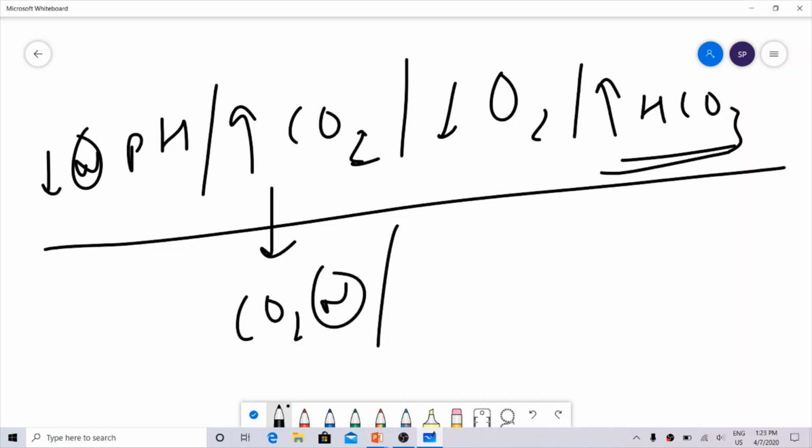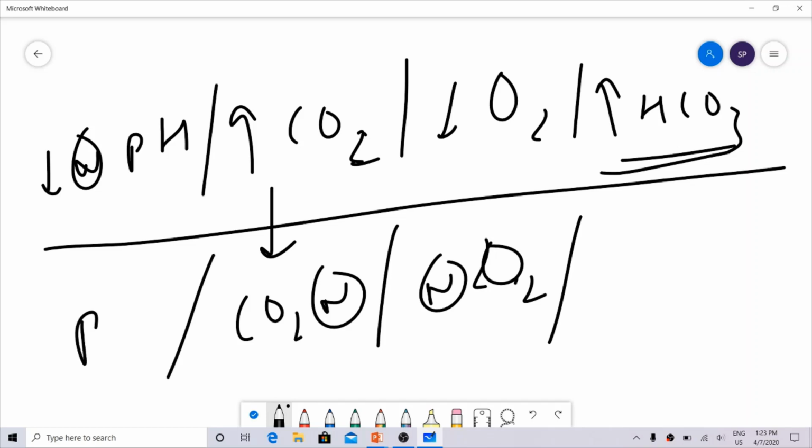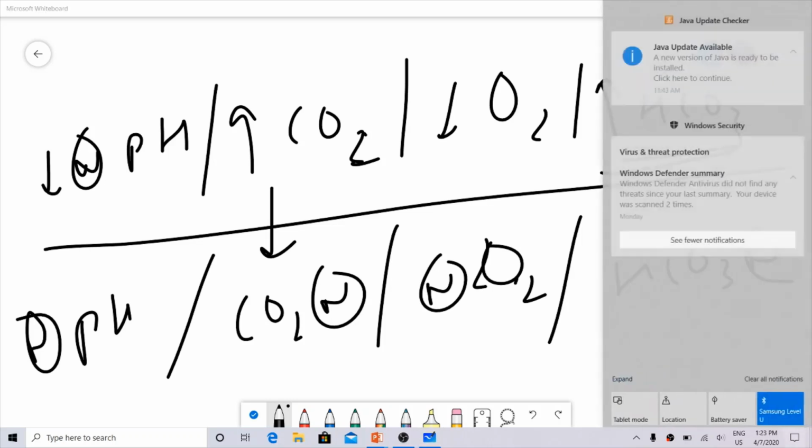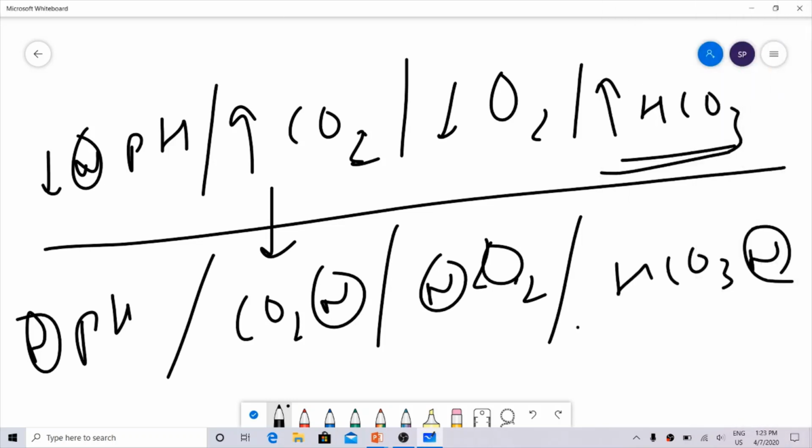of course when the CO2 levels become normal, oxygen levels will become normal, and the pH will also become normal. Then the bicarbonate will see that the CO2 levels are now normal, so what shall it do? This bicarbonate also comes down to normal. This is what happens when the patient is on a ventilator.